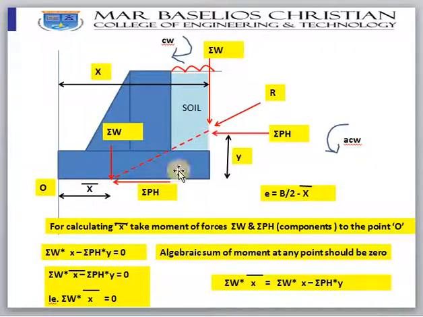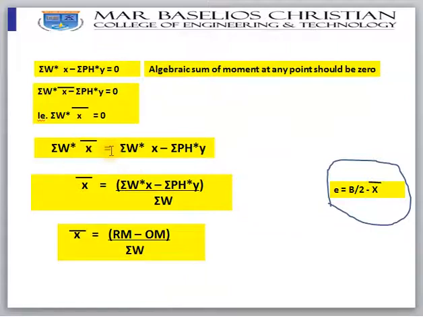Initially we got sigma W into x minus sigma pH into y is equal to 0, and now we got sigma W into x bar is equal to 0. So both are 0; equate them. Sigma W into x bar is equal to sigma W into x minus sigma pH into y. Solving this, x bar is equal to sigma W into x minus sigma pH into y, divided by sigma W.